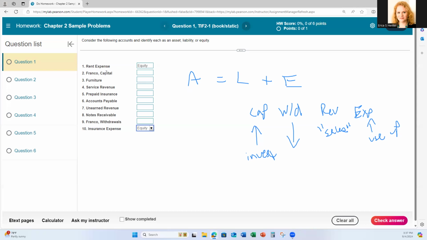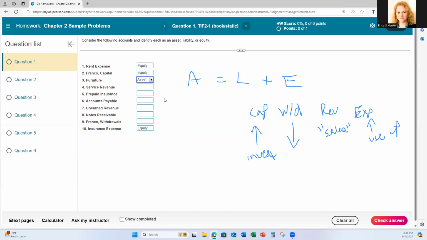Franco Capital. Well, Franco is the name of the person that is purchasing the company or starting the company. So this is going to be equity, an equity infusion. Furniture, that's something we buy that's used for the long term. We don't really use up furniture in one usage. It's typically good for more than a year. So that would be a long-term asset.